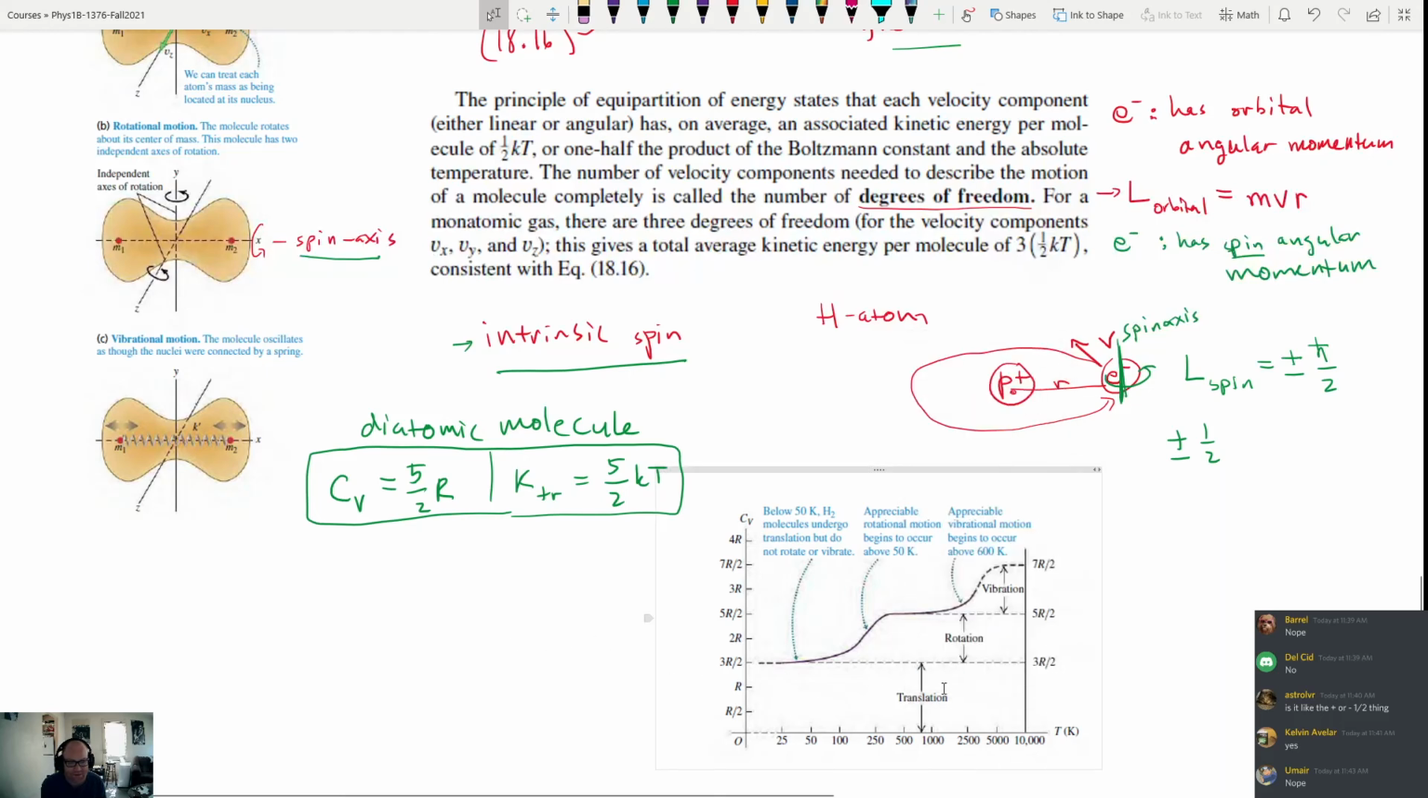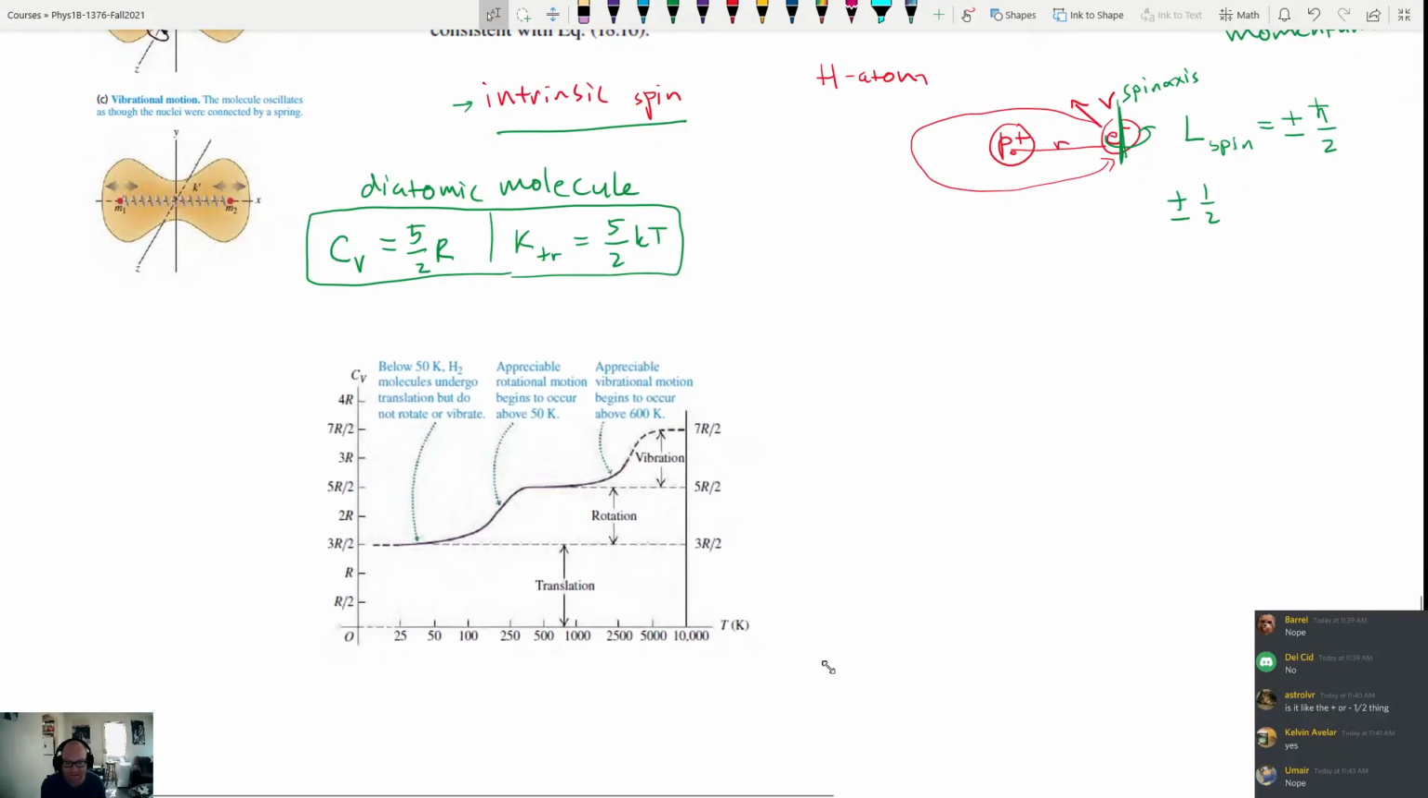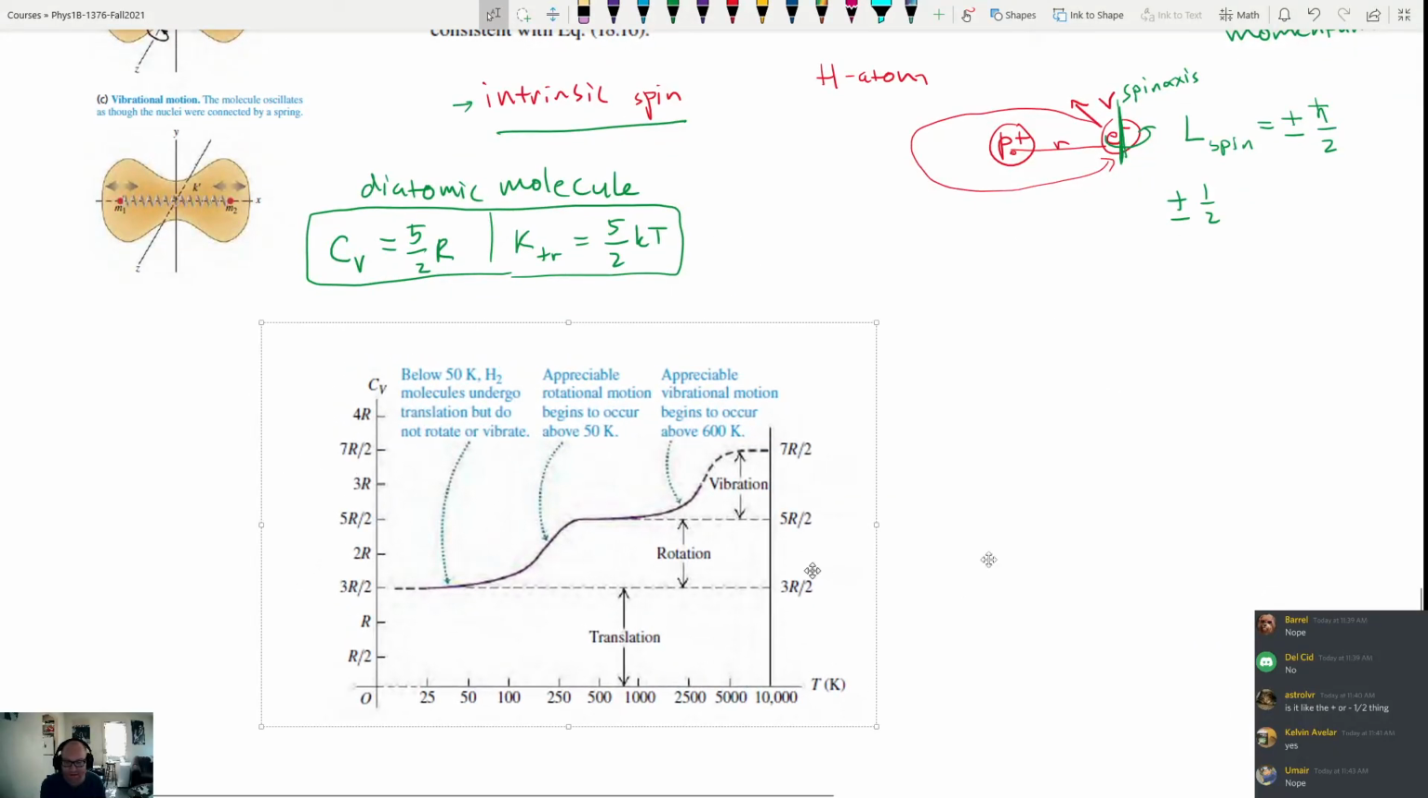Here's something that's interesting as well. Here's this graph right here that we should talk about. In this graph, what they're talking about is the value of the molar specific heat as a function of temperature. And what they're saying is that below 50 Kelvin, the value of the molar specific heat is about 3R/2, because the molecules undergo translation but do not rotate or vibrate. And then as you get above 50 Kelvin, which is still pretty cold, right? 50 Kelvin is really close to absolute zero.